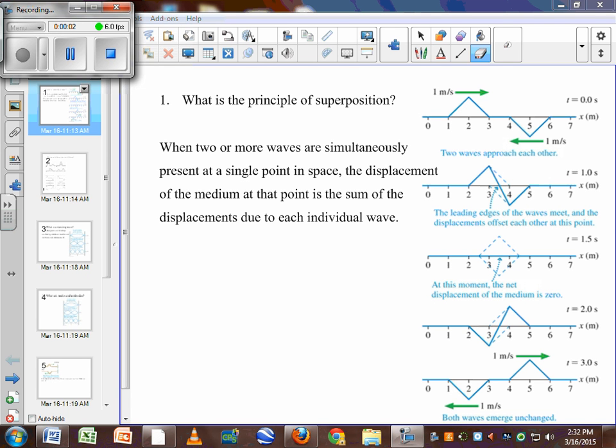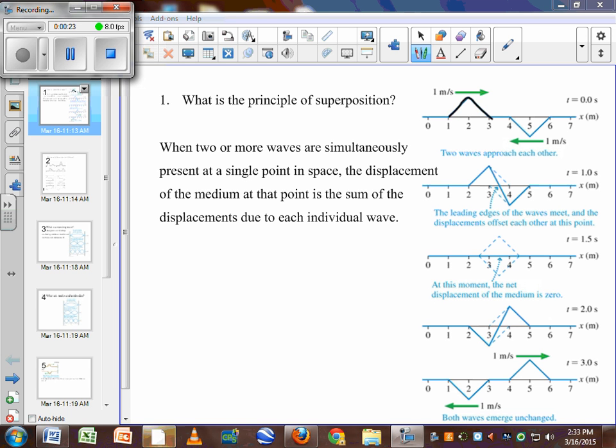Okay, here we're going to talk about what the principle of superposition is. When two or more waves are simultaneously present at a single point in space, the displacement of the medium at that point is the sum of the displacements due to each individual wave. So over on the right-hand side here, we see some constructive interference or destructive interference happening.